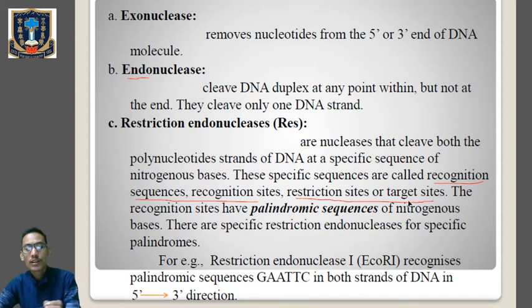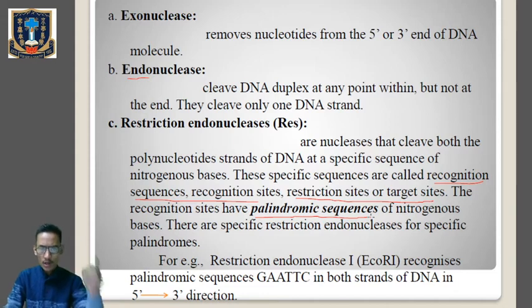And these sites have got which sequences? They have got palindromic sequences of nitrogenous bases. We will discuss what they mean by palindromic sequence also. And there are specific restriction endonuclease enzymes for specific palindromic sequences. Clear? That means all the restriction enzymes don't have the common palindromic sequences, but for each palindromic sequence we have got a specific restriction endonuclease enzyme. So for one palindromic sequence we have got one restriction endonuclease enzyme.